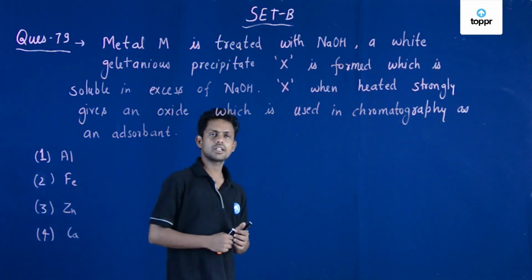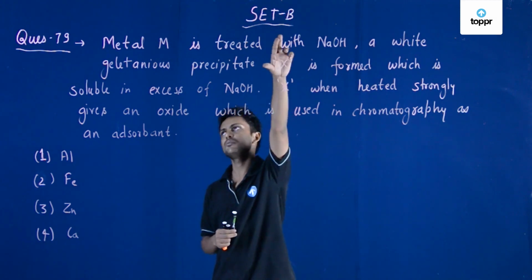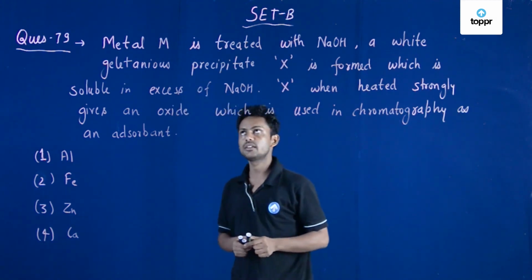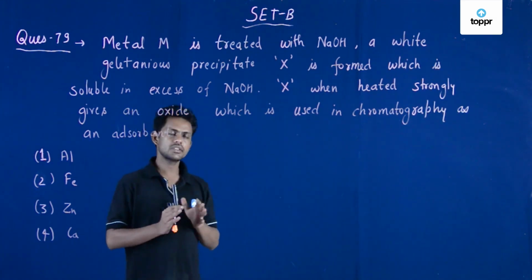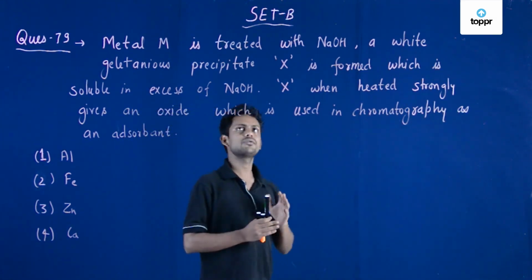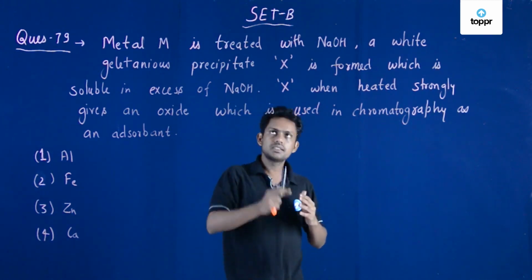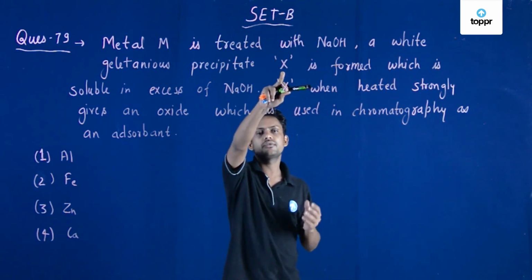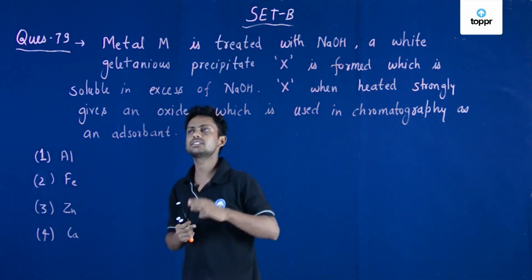So this is another question asked in JEE Main 2018 examination. I have taken this question from set B and the question number is 79. What it says is, there is some metal which is treated with sodium hydroxide, and it forms a white precipitate X. When this precipitate X is further treated with excess of sodium hydroxide, it gets dissolved.